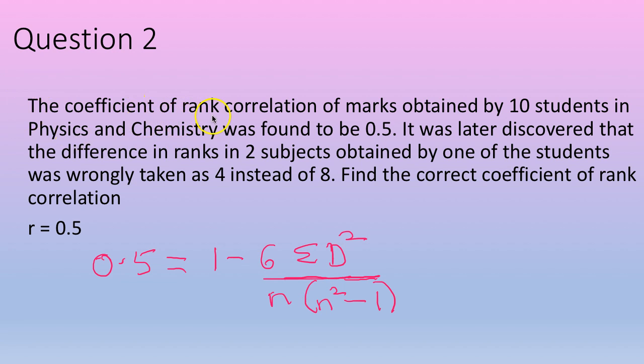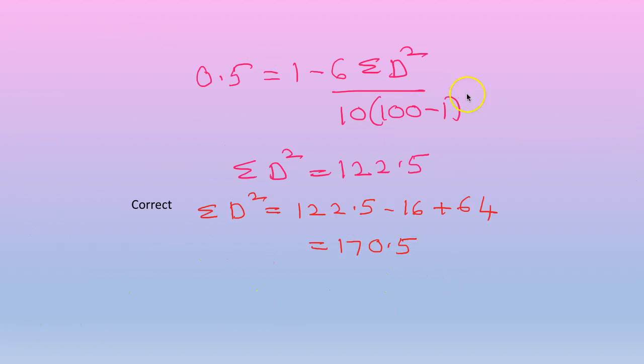Question 2. The coefficient of rank correlation of marks obtained by 10 students in physics and chemistry was found to be 0.5. It was later discovered that the difference in ranks in two subjects obtained by one of the students was wrongly taken as 4 instead of 8. Find the correct coefficient of rank correlation. Now R is given to be 0.5. So by our formula, 0.5 is 1 minus 6 summation d squared by n into n squared minus 1. So we substitute the value of n as 10 and we get summation d squared is 122.5.